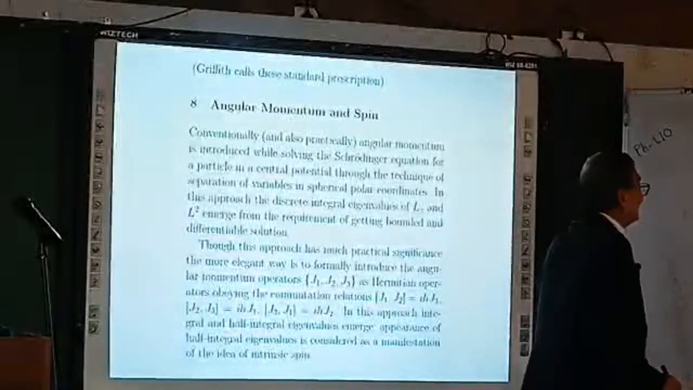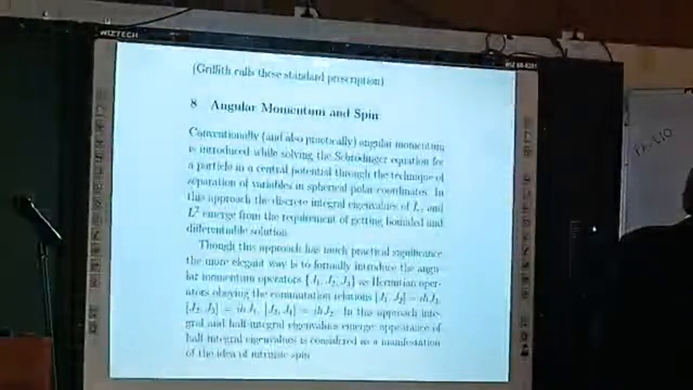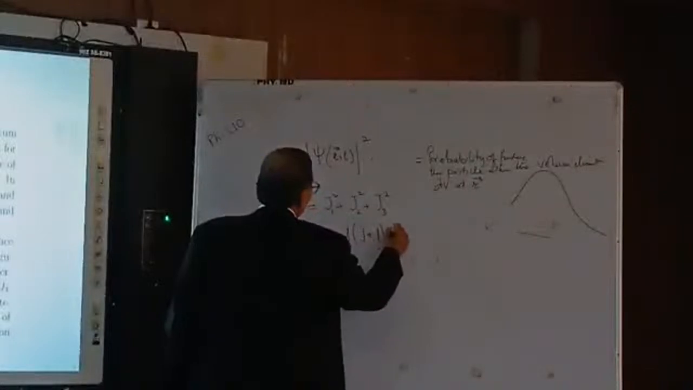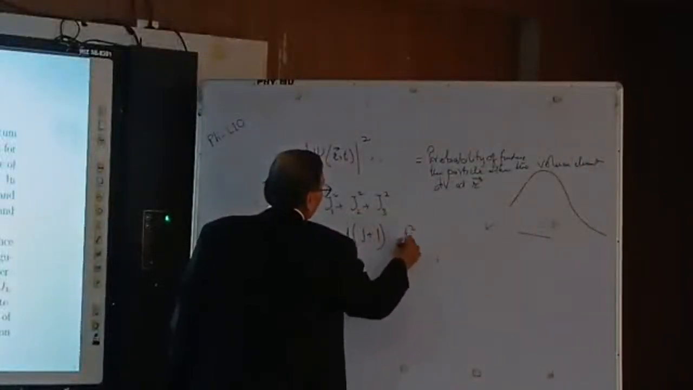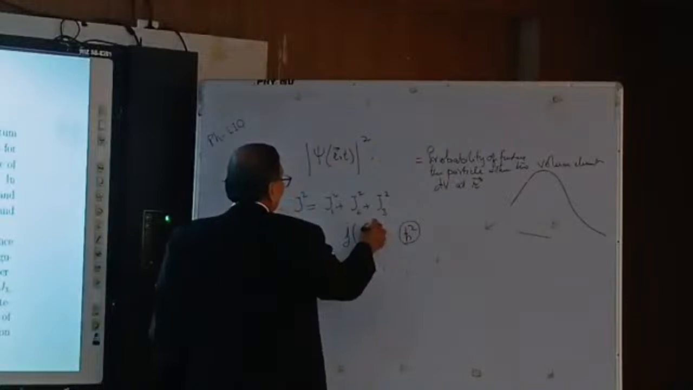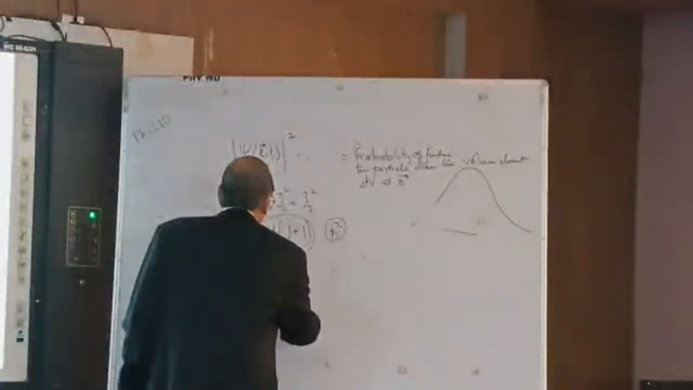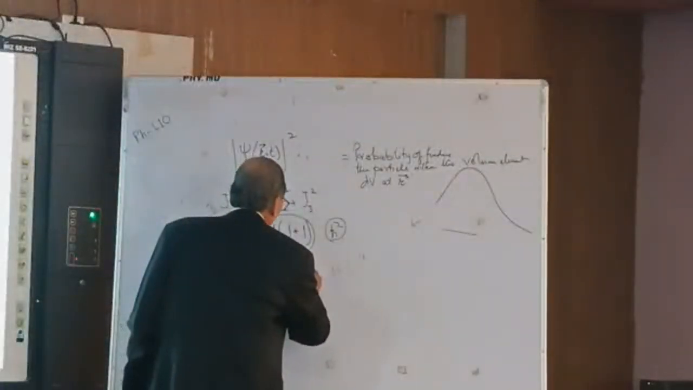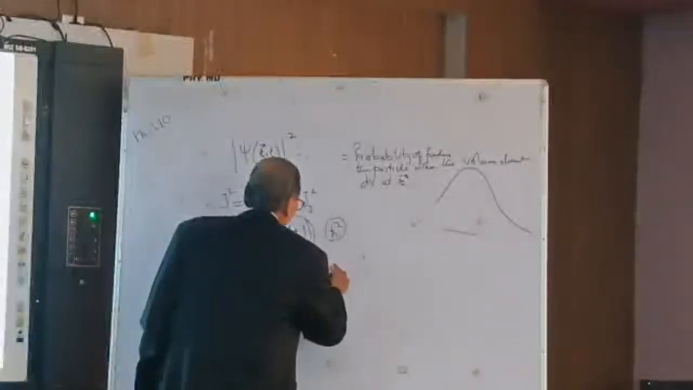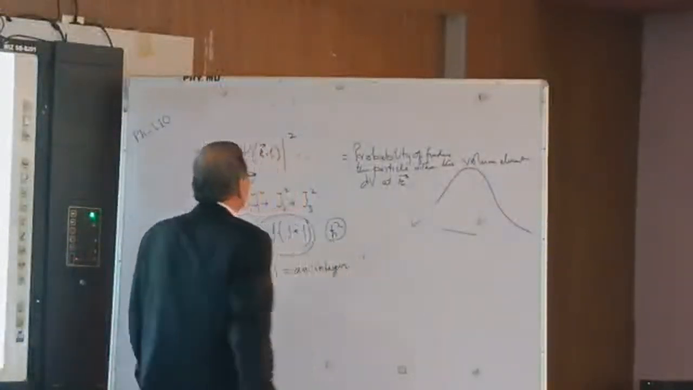And this operator has eigenvalues l(l+1) times h-bar squared, so forget about this thing. And these are the eigenvalues of this, where l is a number where twice l is an integer. In other words, l can be integer or half integer.